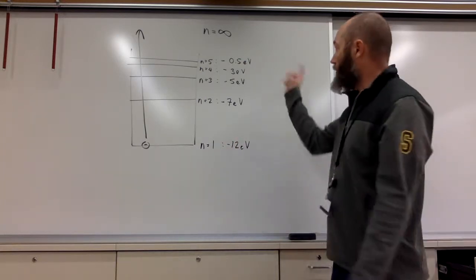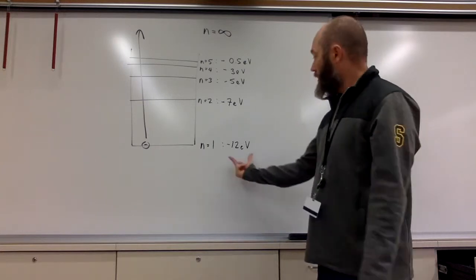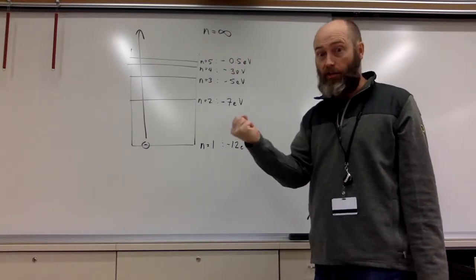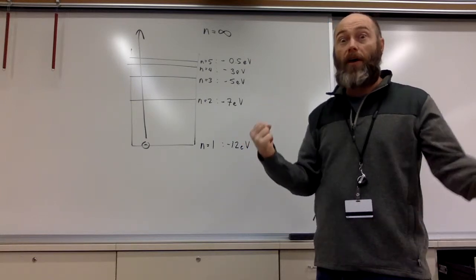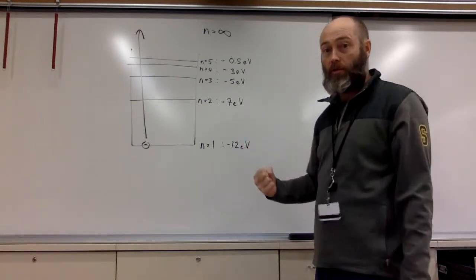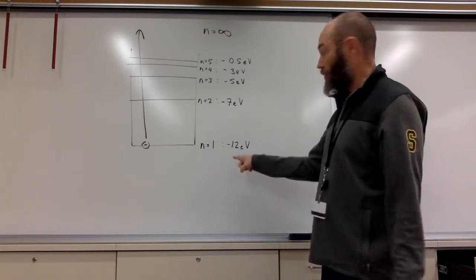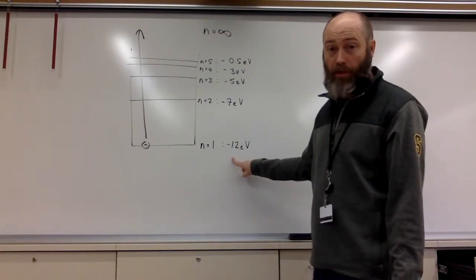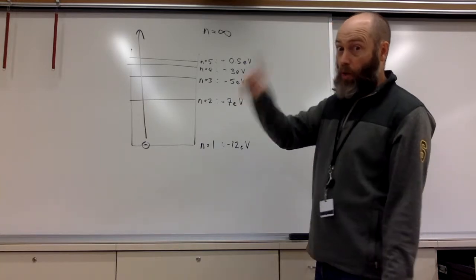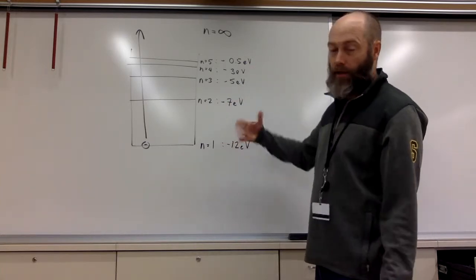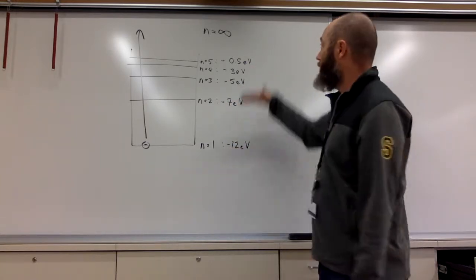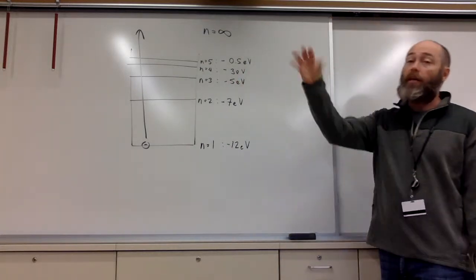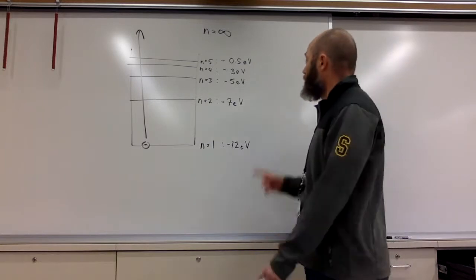Couple other things just to note with this. These are negative because they're holding the electron to the atom. So if I add a 12 EV photon to it, 12 plus negative 12, that's how much you have to overcome, you would end up with no energy left over, which is why the electron just leaves, but it doesn't have any kinetic energy.